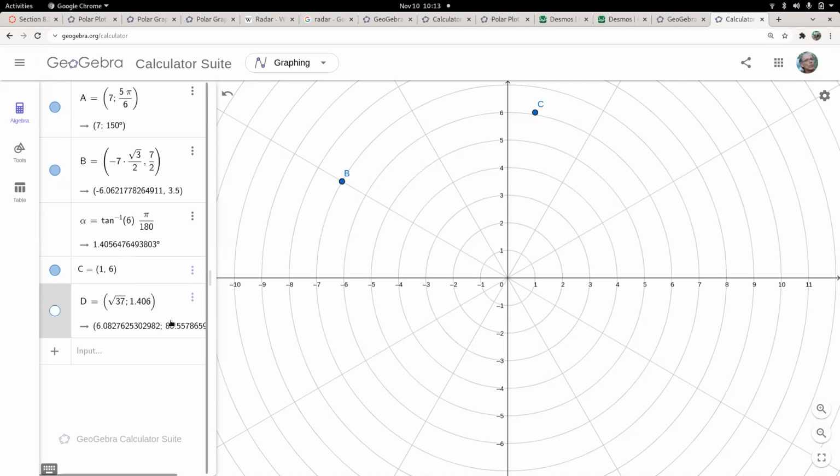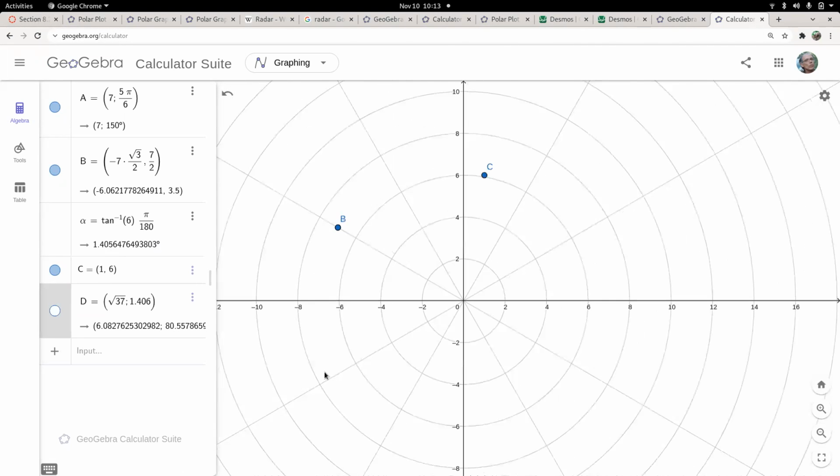And interesting, GeoGebra did a little conversion for me of radians to degrees here. There's that 80 degrees we saw earlier. All right, so that looks like the right point. So again, read the fine print on these problems. And Desmos plotting points is a wee bit harder.